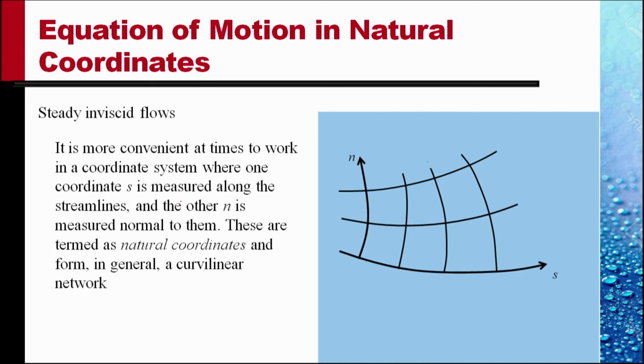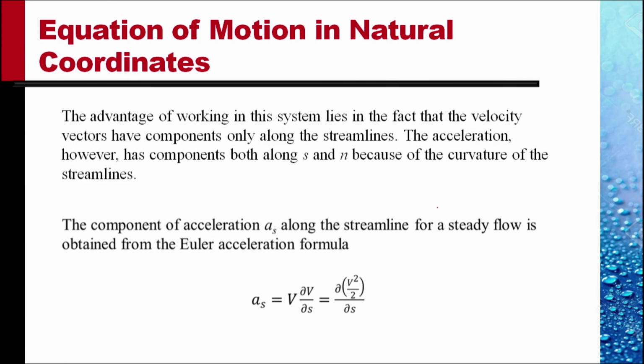So measure S along the streamlines and measure N normal to the streamlines. And everywhere these lines would be orthogonal. This is called the natural coordinate system. The advantage of working in this system lies in the fact that the velocity vectors have components only along the streamlines. There is no velocity vector normal to the streamline, so Vn is 0.